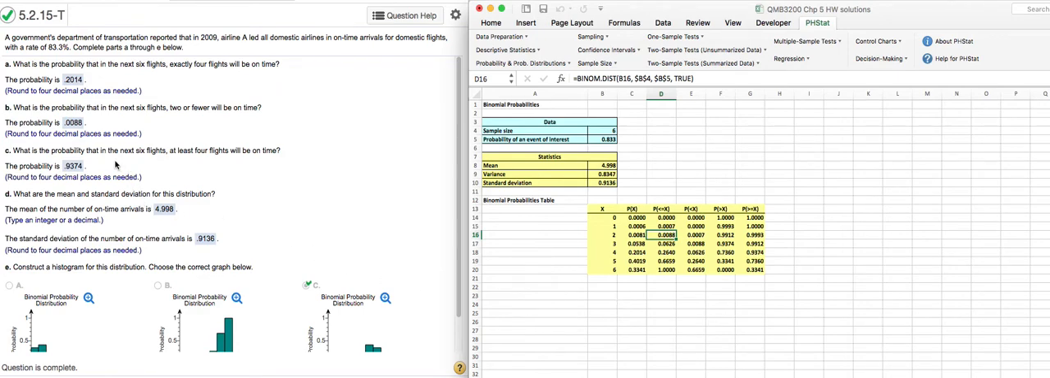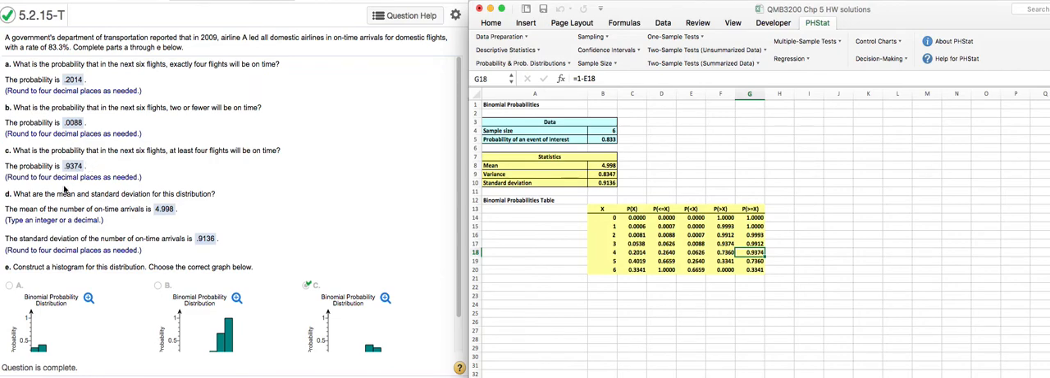And then we've got the probability of the next 6 flights that at least 4 will be on time, so we're looking at greater than or equal to 4. That would be this probability here, greater than or equal to X. So in this case, our X is 4. And we get 0.9374, same as we got over here.